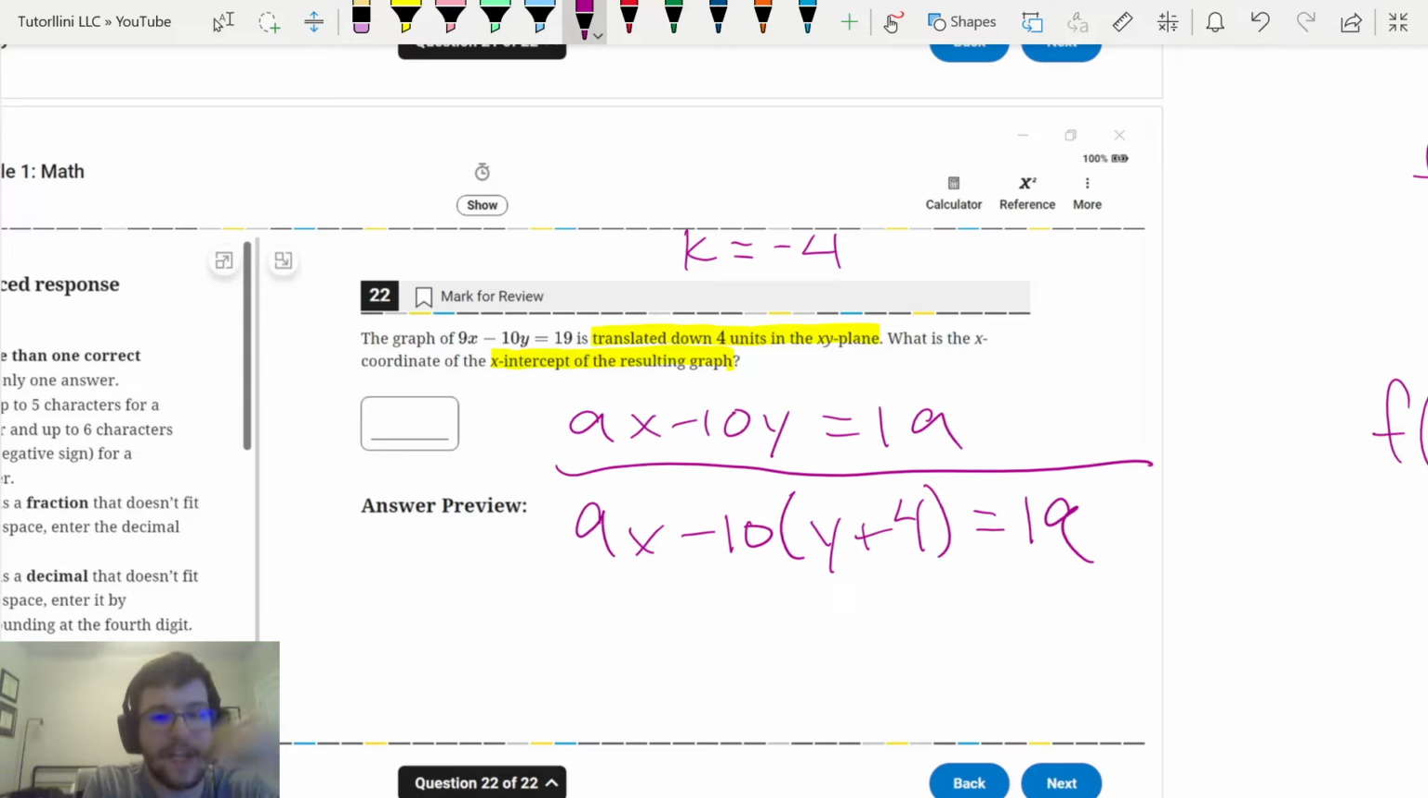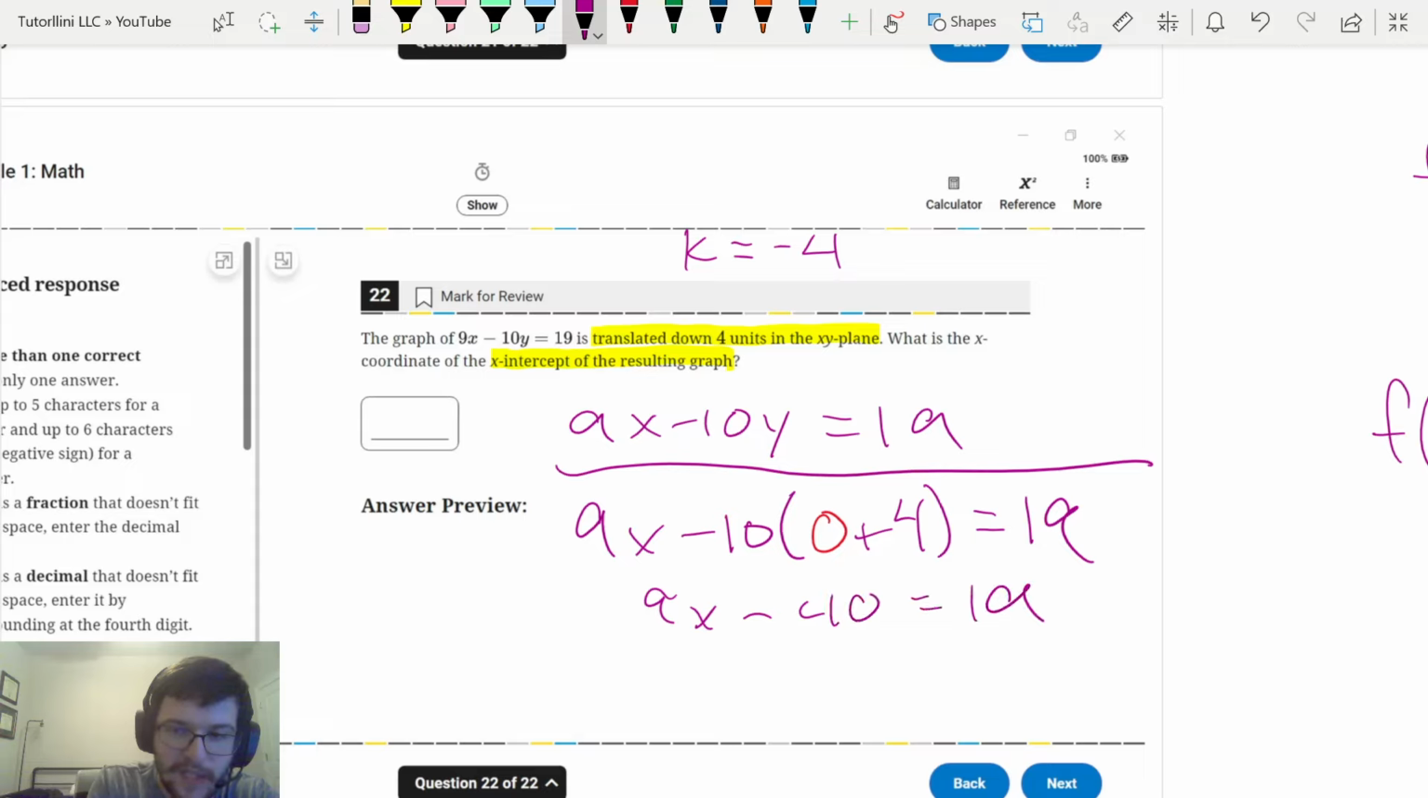Now to get the x-intercept, you plug in y equals 0. So I'm going to replace the y with 0. And we get 9x minus 40 equals 19. And you get 9x equals 59, and you get x equals 59 over 9. So you get the same thing, and that was a much faster way to do it.